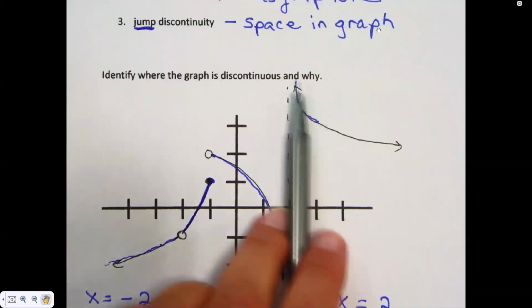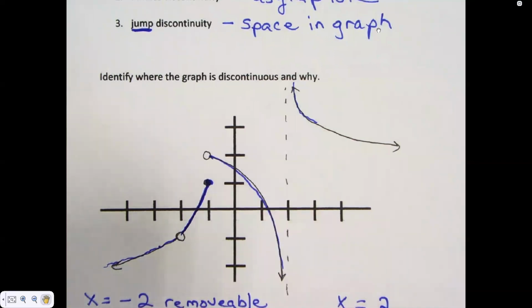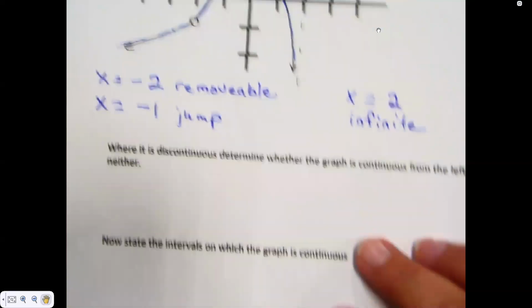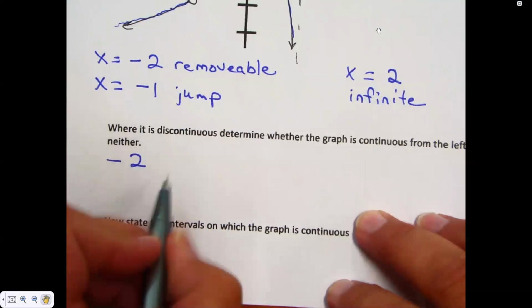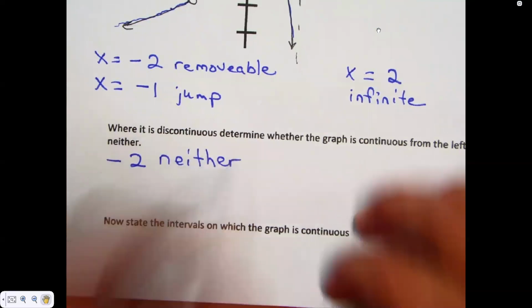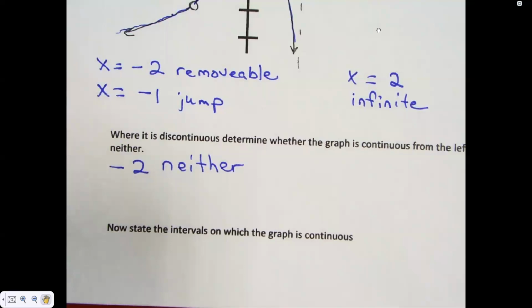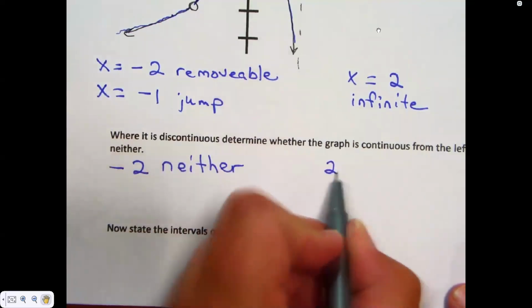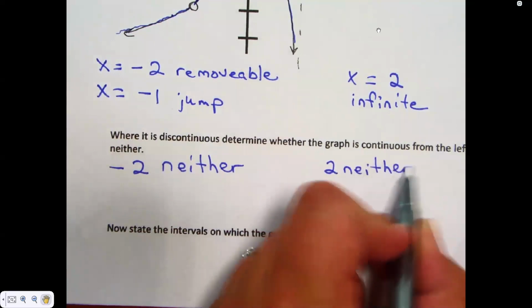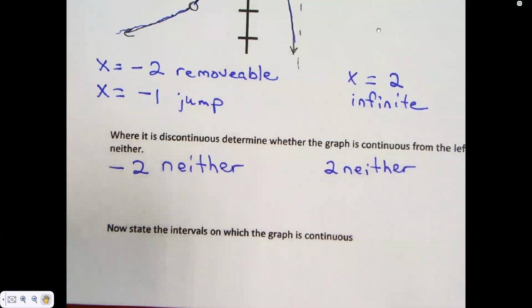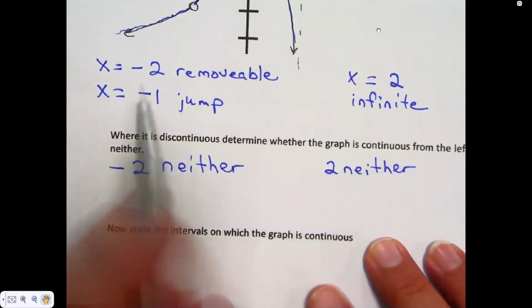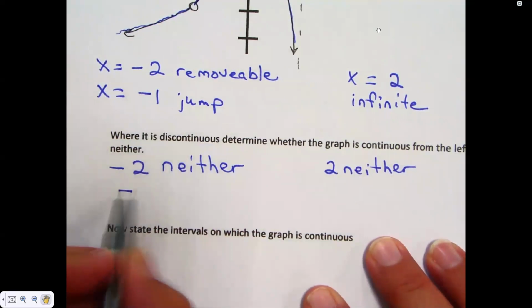These two are neither. So if there is no value there, then we don't say that it's continuous from the left or from the right. So I literally wrote -2, neither. Can you see any of that? Okay. And 2 is neither. If there is no graph, then it's neither. So most of them come from these jumps, holes, and asymptotes. We'll talk a little bit about it on the next one, but okay, so -1.